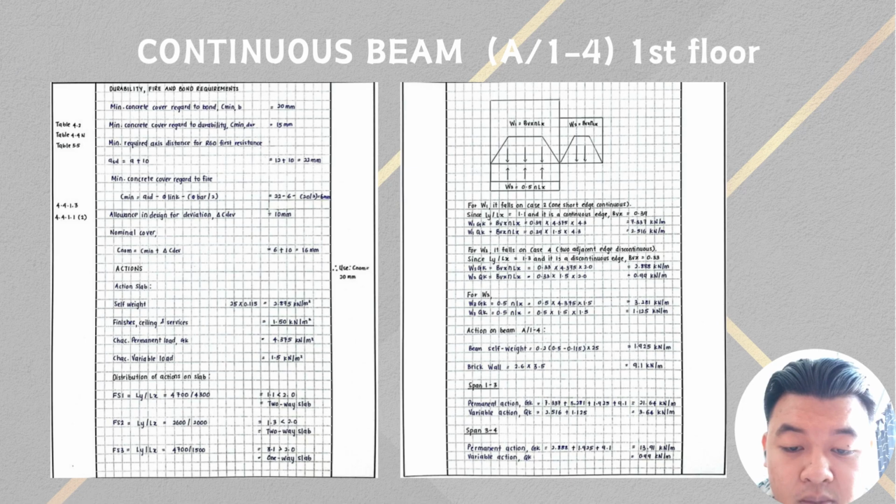The fourth step is to calculate the Gk and Qk values for each span. Gk represents the dead load, which includes the self weight of the beam and the additional load, such as the weight of the brick wall. Qk represents the imposed or live load applied on the beam.